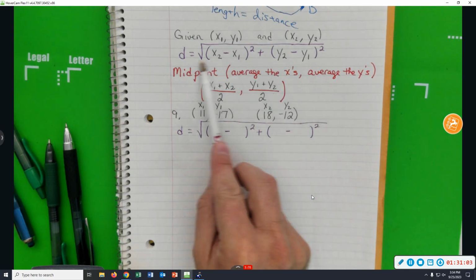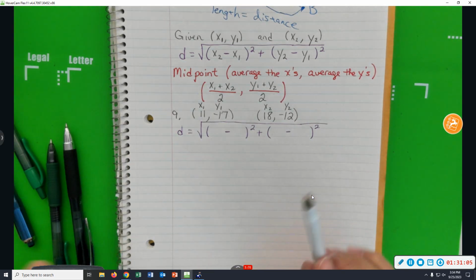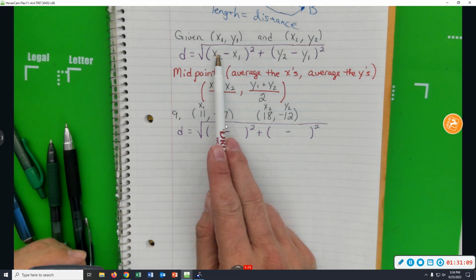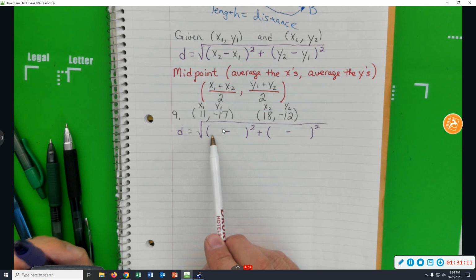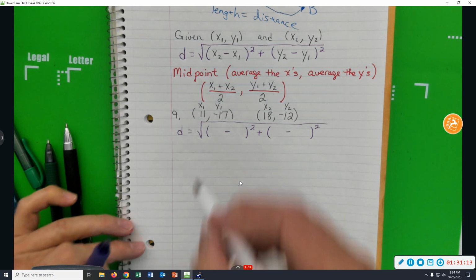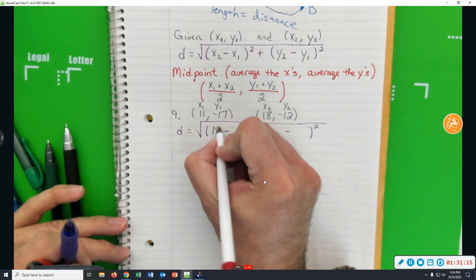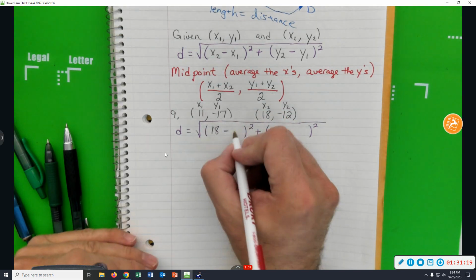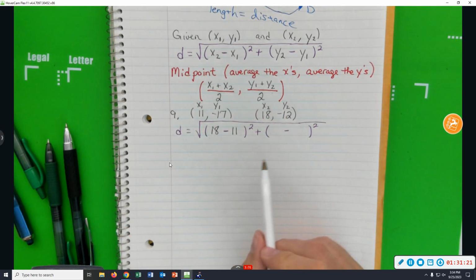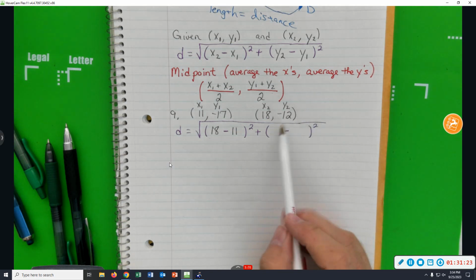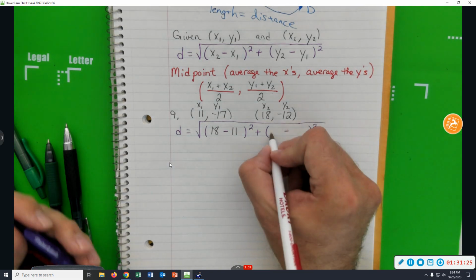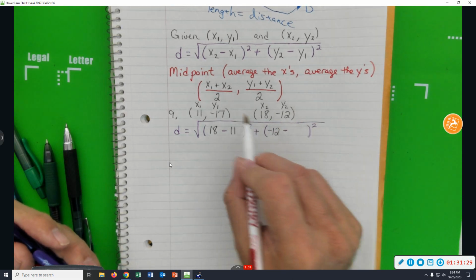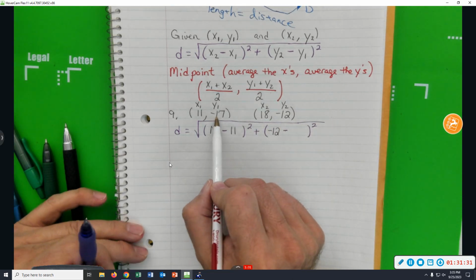distance formula, but I'm about to plug in place of x2. What am I going to put right here? 18. I agree. Minus 11. And then over here, negative 12, minus y1, which is negative 17.